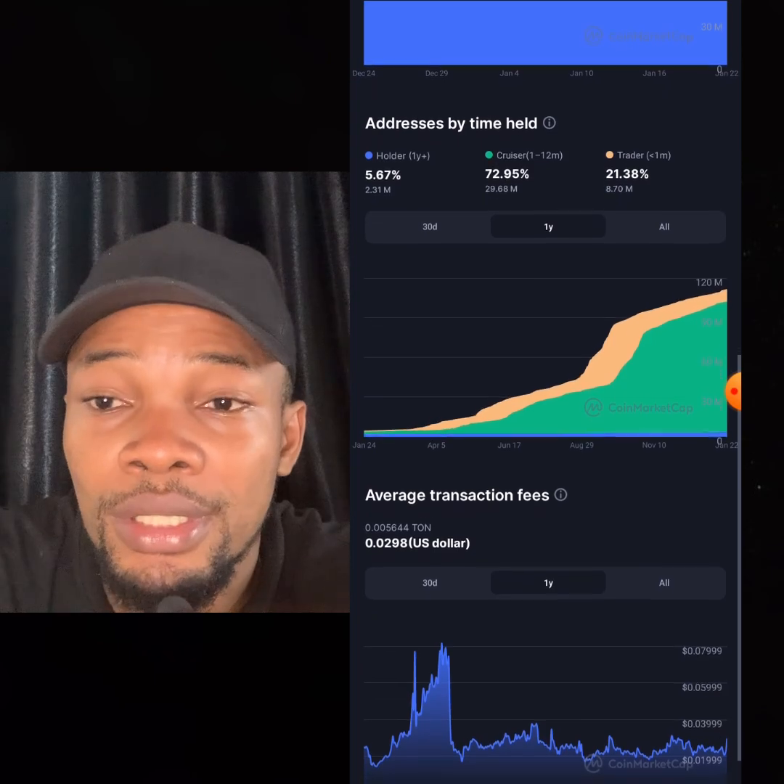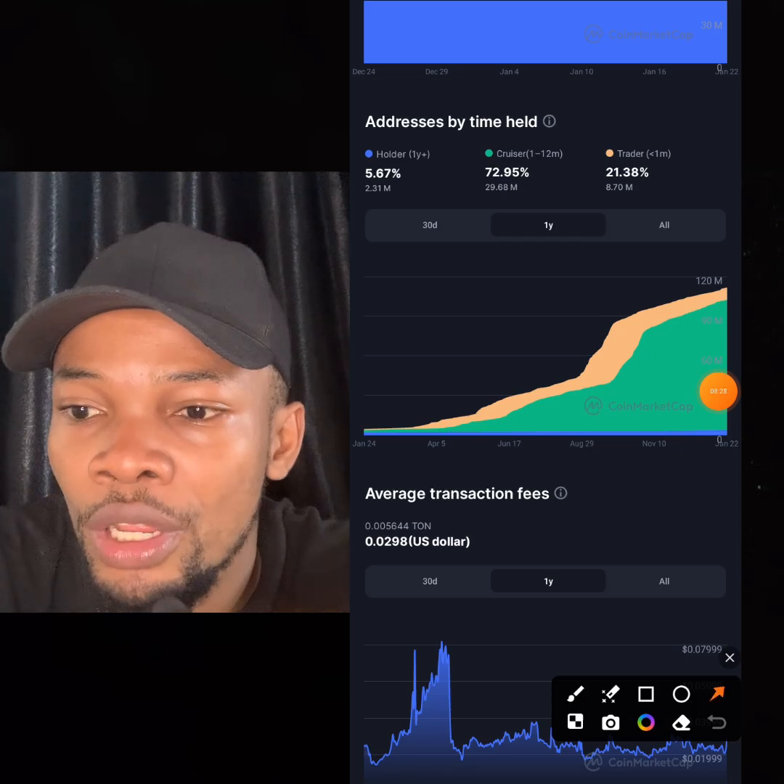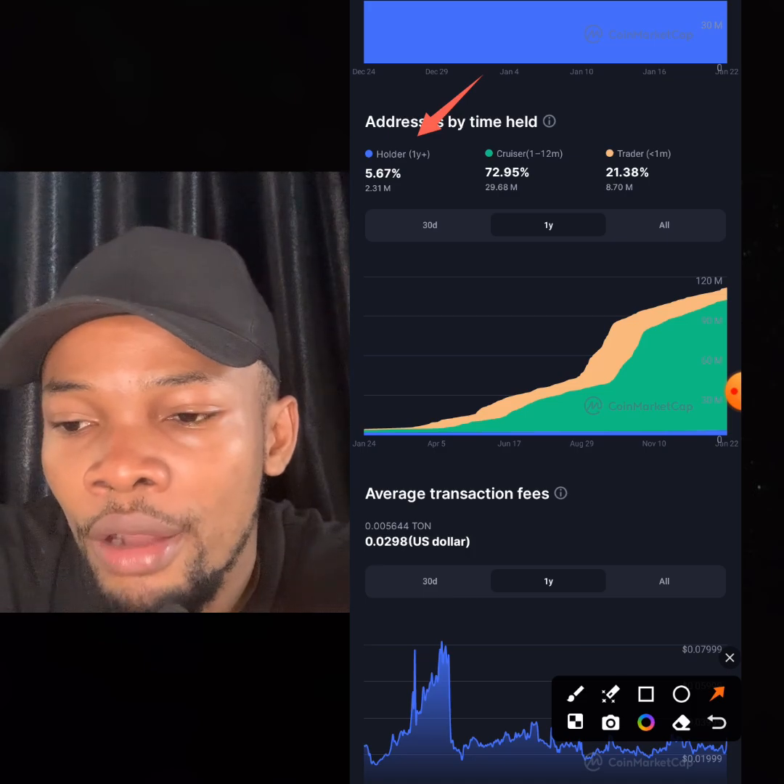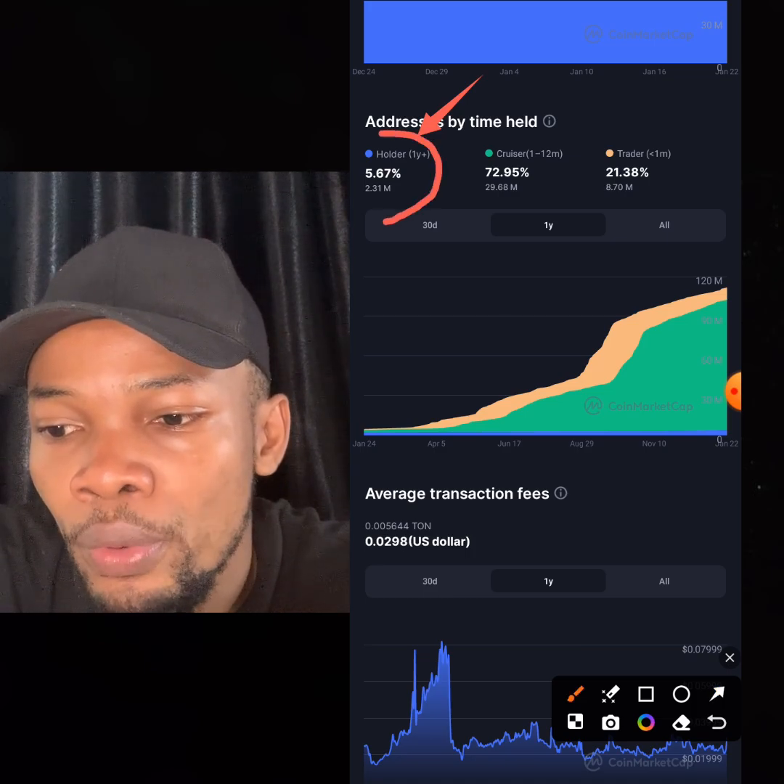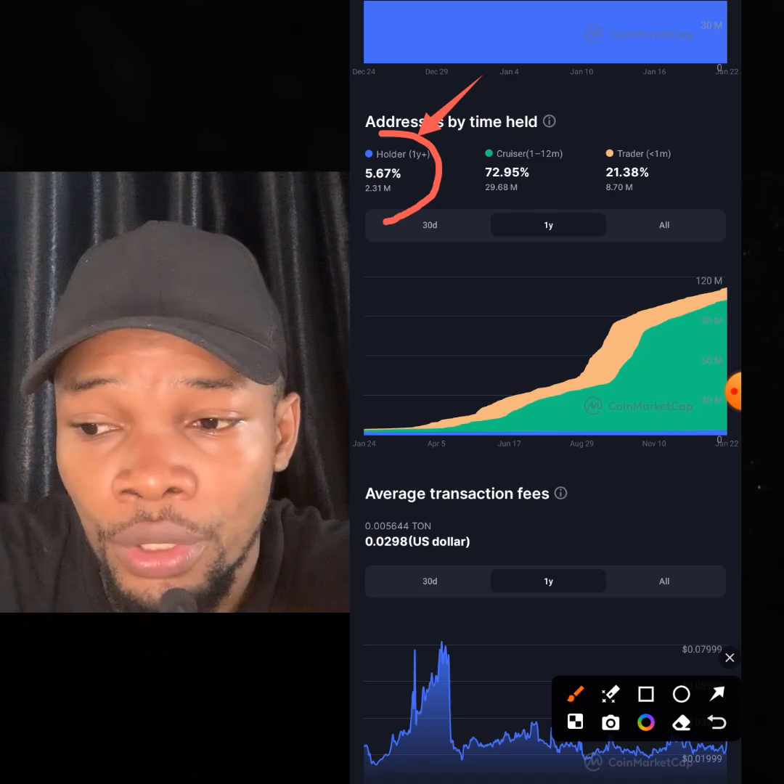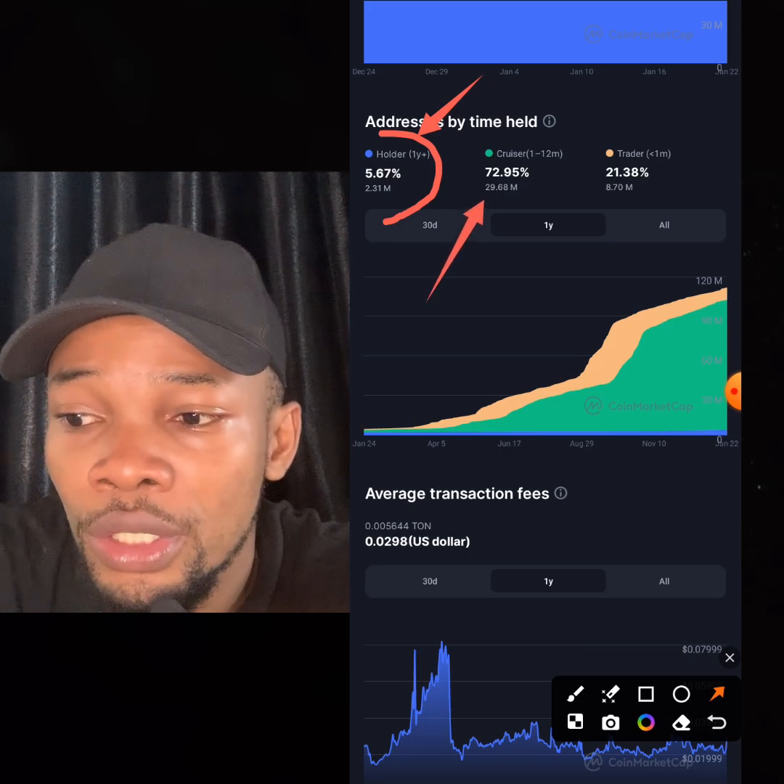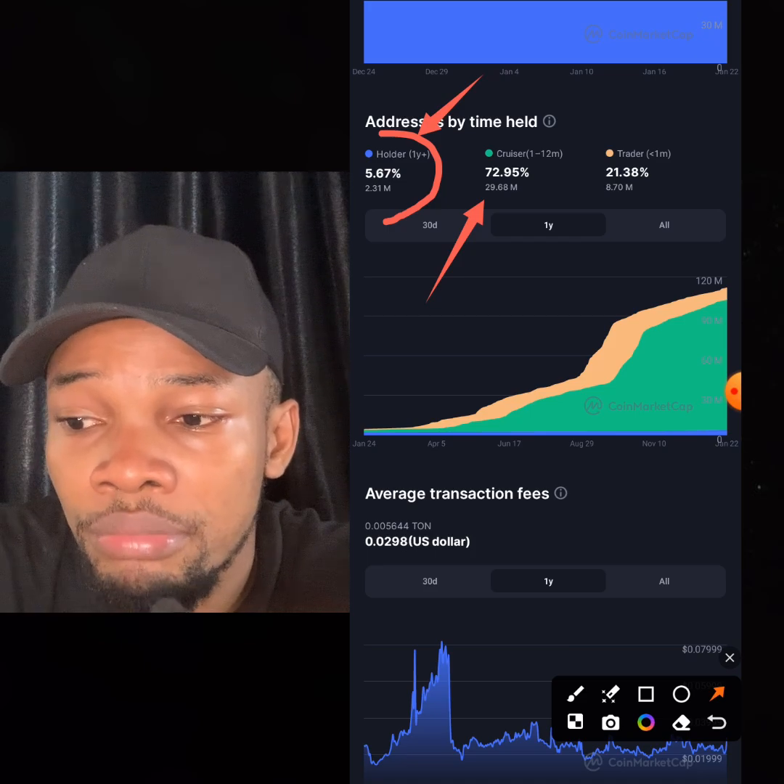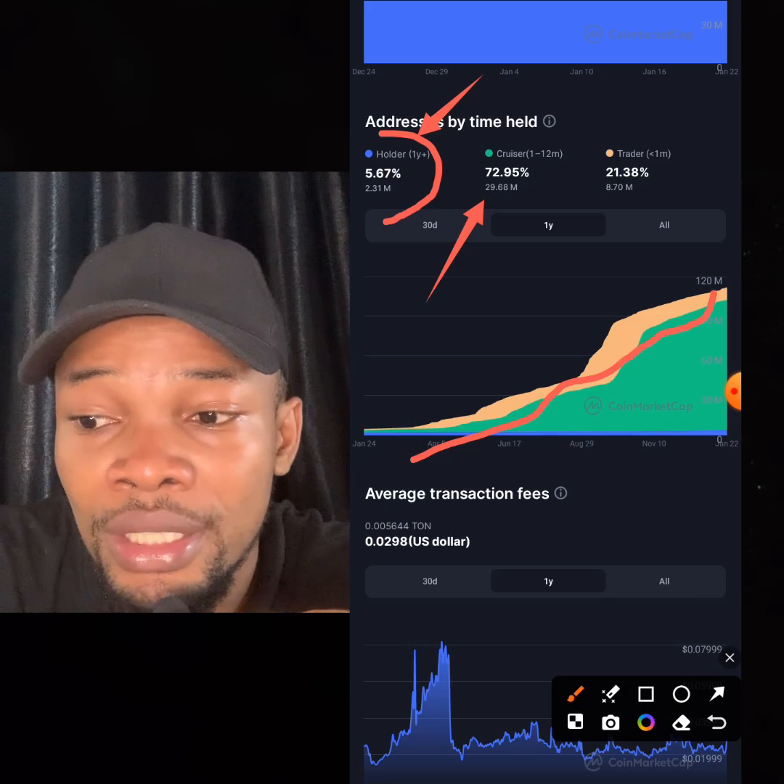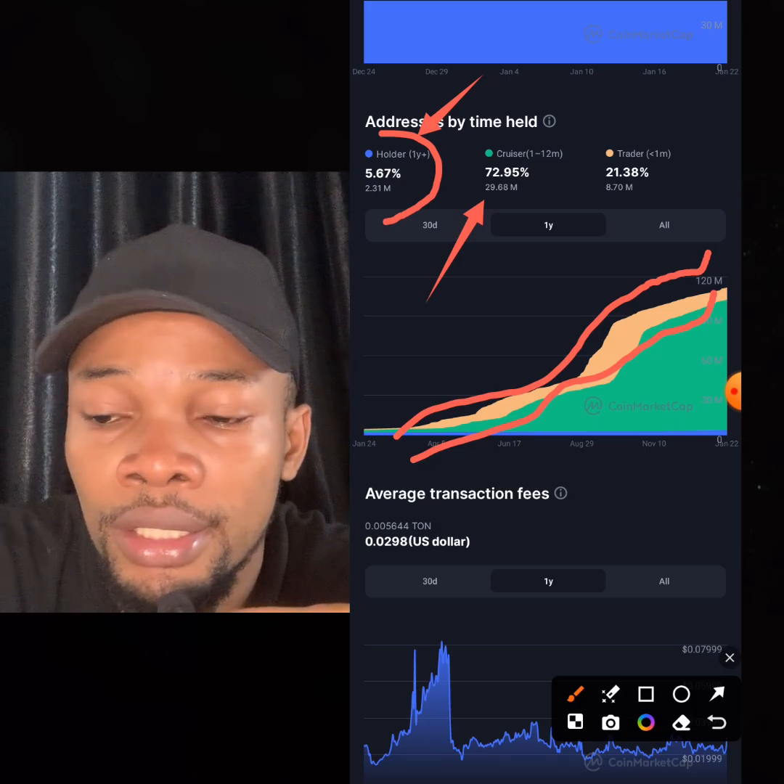All right, then addresses by time held, which means how long people have been holding these coins. People who have been holding for a very long time, for 1 year and above, are 5.67%, and there are 2.3 million addresses that have been holding TON for 1 year and above. People who just joined, 1 to 12 months ago, have been increasing. You can see this is the green one, then this yellow one at the top, the traders, less than 1 month, and it is awesome.